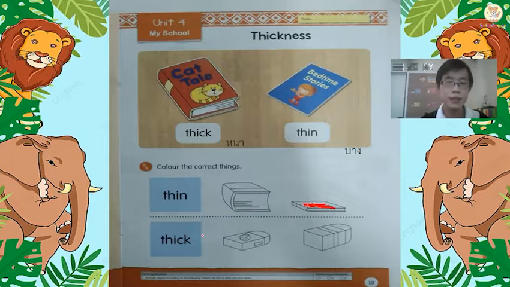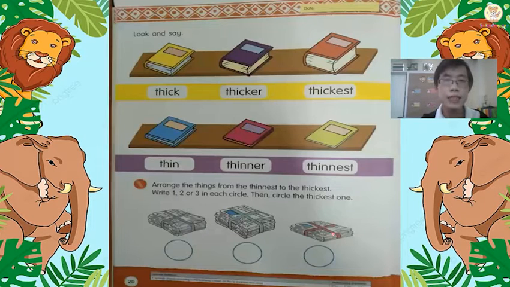Next, thick. You can see that there are two erasers. The left one is thin, while the right one is thick. So we need to color the right one. Okay, so I believe that all of you may get more understanding of the difference between the words thin and thick. Next, please open to the next page.